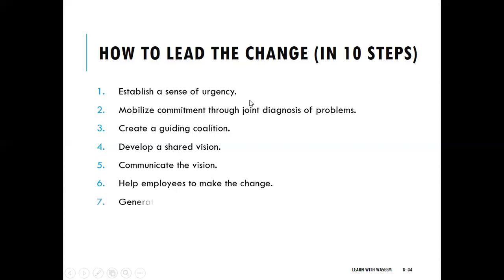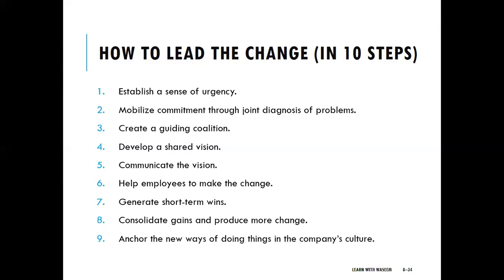Okay, another one is to consolidate gains and produce more change. This is the last point in the moving stage. Aim for attainable short-term accomplishments. Use the credibility from these to change the remaining systems, structures, and policies that don't fit well with the company's new vision. And now let's move toward the refreezing stage.